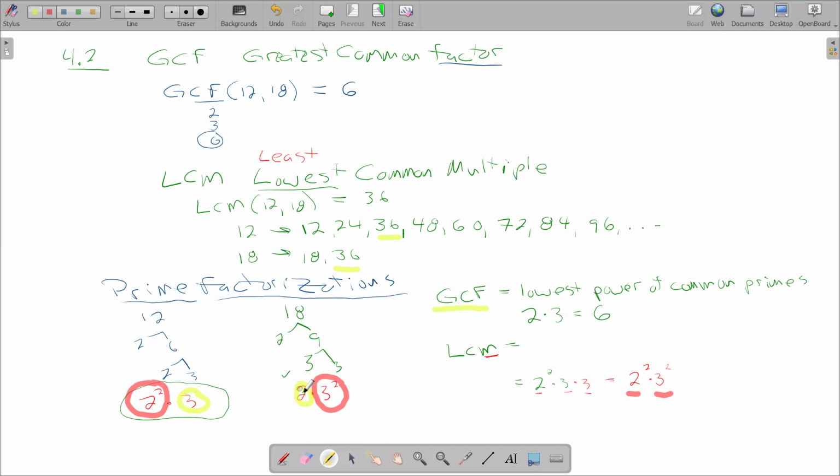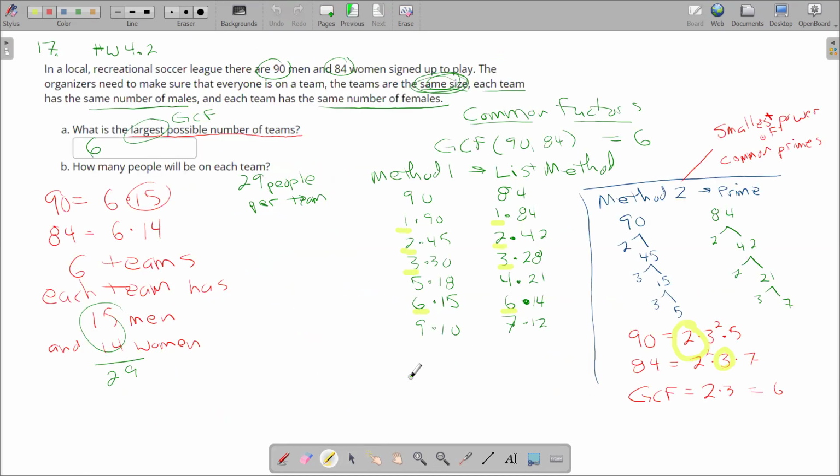So if it is true, then I got to come up with a statement kind of like I did above. So before I make that statement, I want to do another example. And I'm going to pick on the problem we worked on a moment ago. Let's work with 90 and 84 since we have the prime factorizations right here.